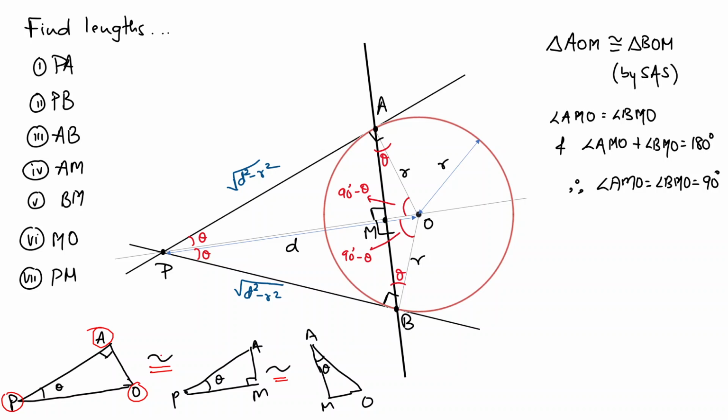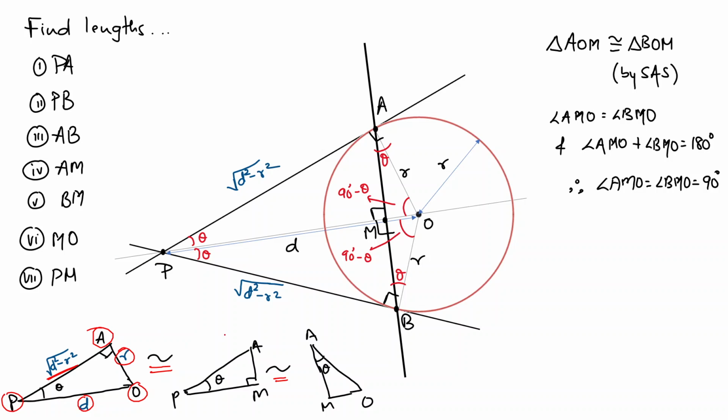But in triangle APO, we know all the lengths. We know that this length is r, this is d, and this should therefore be root under d square minus r square. So from there you can calculate sine theta, cos theta, and tan theta, and use it in these triangles to figure out the rest of the sides. That's the idea. So let's do it.